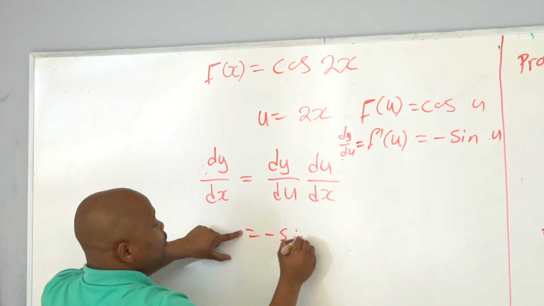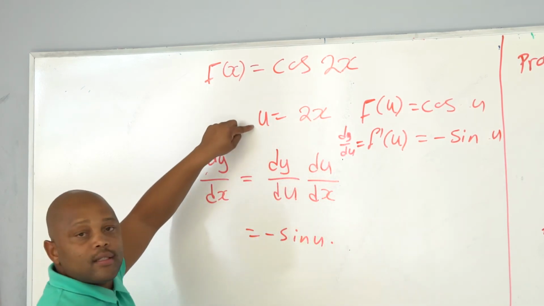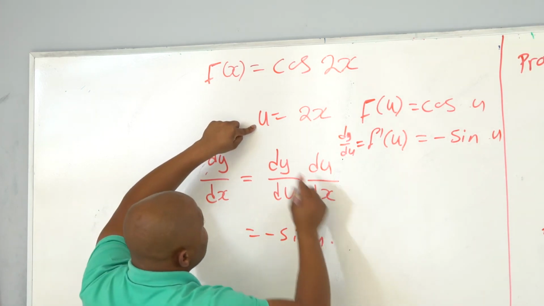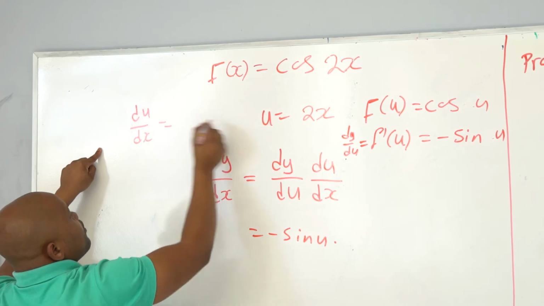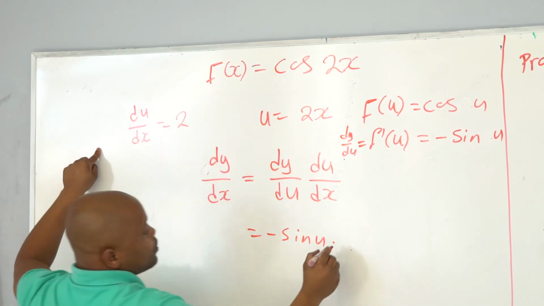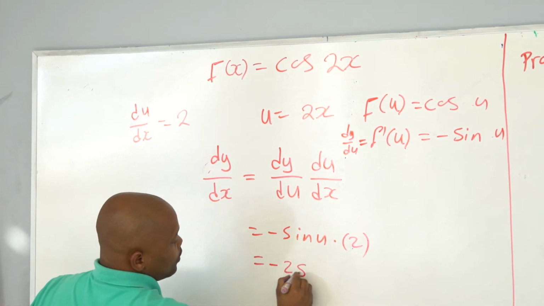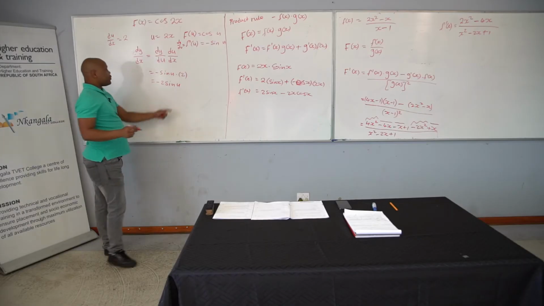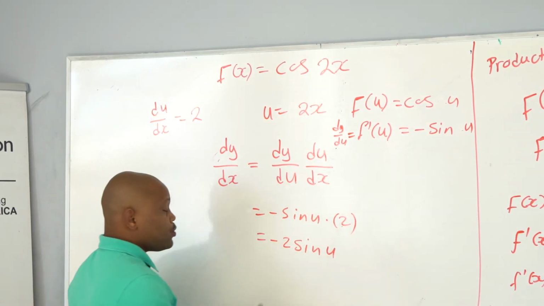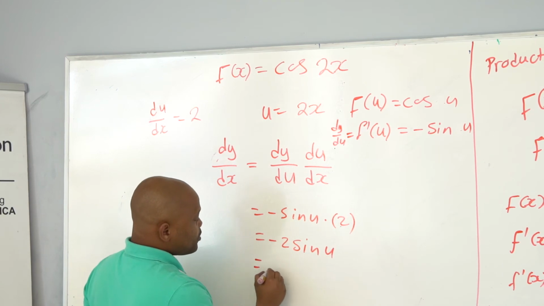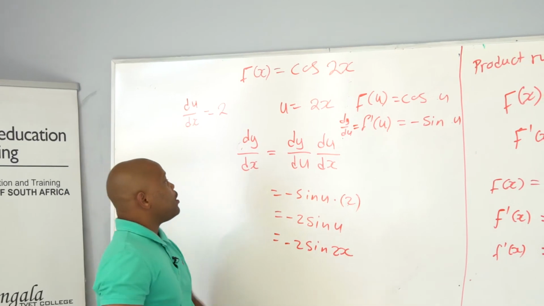Minus sine u multiplied by the derivative of u in terms of x. This is u. So du over dx is going to be what? The derivative of 2x is 2. So at the end, you get minus 2 sine u. But what is your value for u? It's 2x. You go back and substitute your value of u. So this becomes minus 2 sine of 2x.